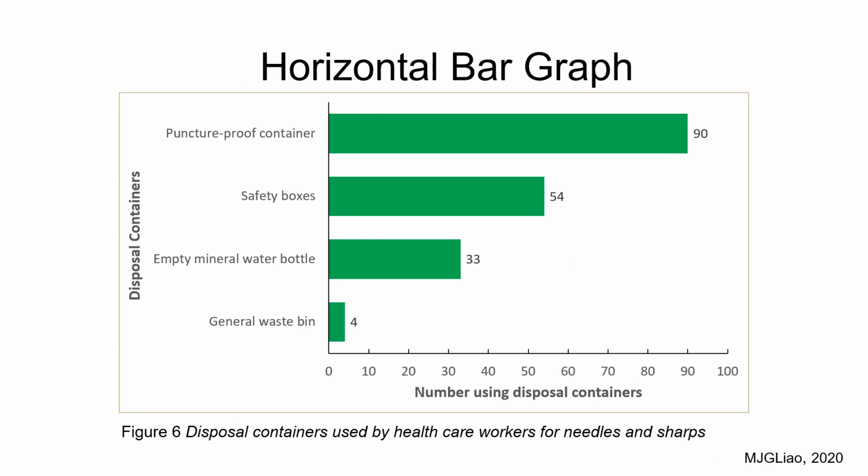The horizontal bar graph, on the other hand, is used for comparison of absolute or relative counts between categories of a qualitative variable. For this example, the qualitative variable type of disposal containers is placed on the y-axis, and the absolute count, which is the number using a particular disposable container, is placed on the x-axis. Comparisons between categories or groupings are made on the basis of the lengths of these bars. From the graph, majority of healthcare workers use sharps and needles using punctured-proof containers.